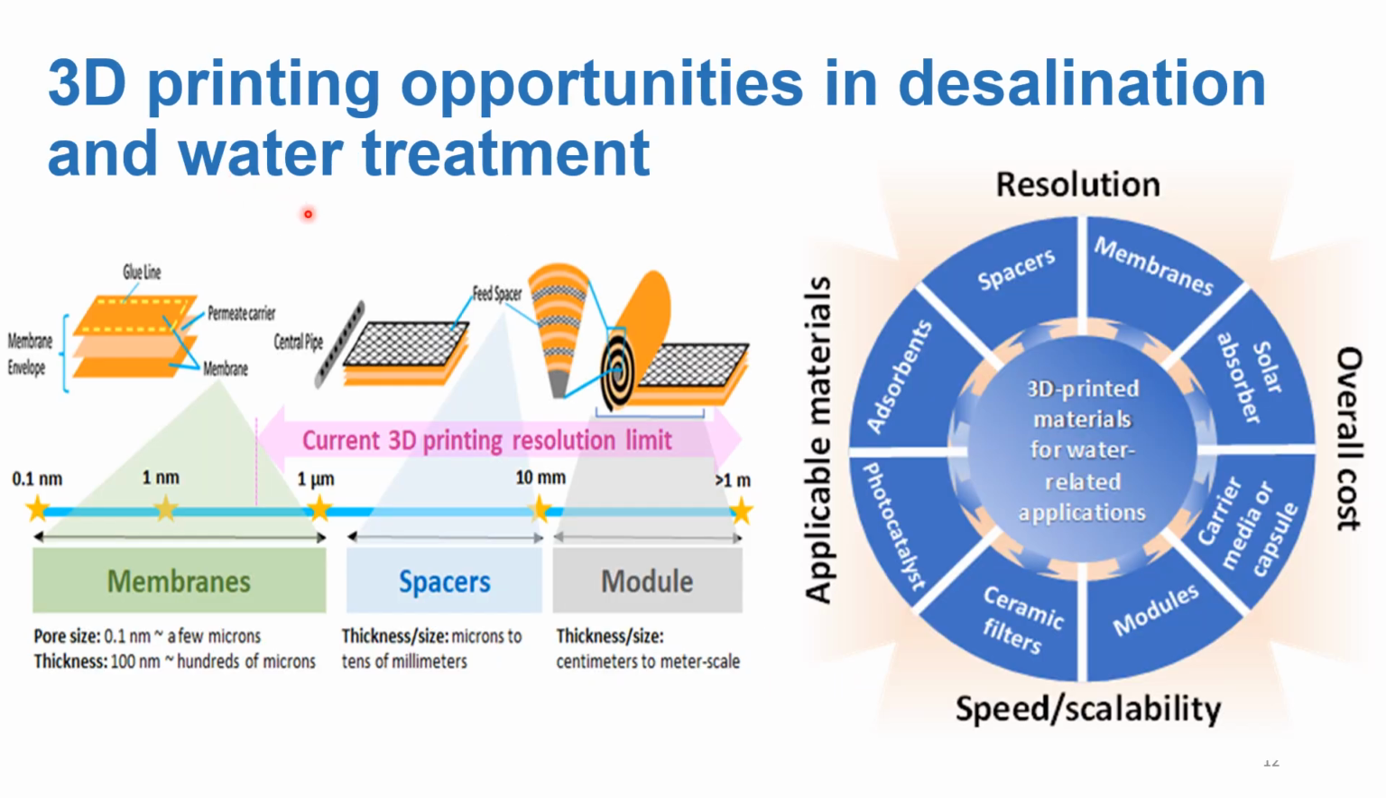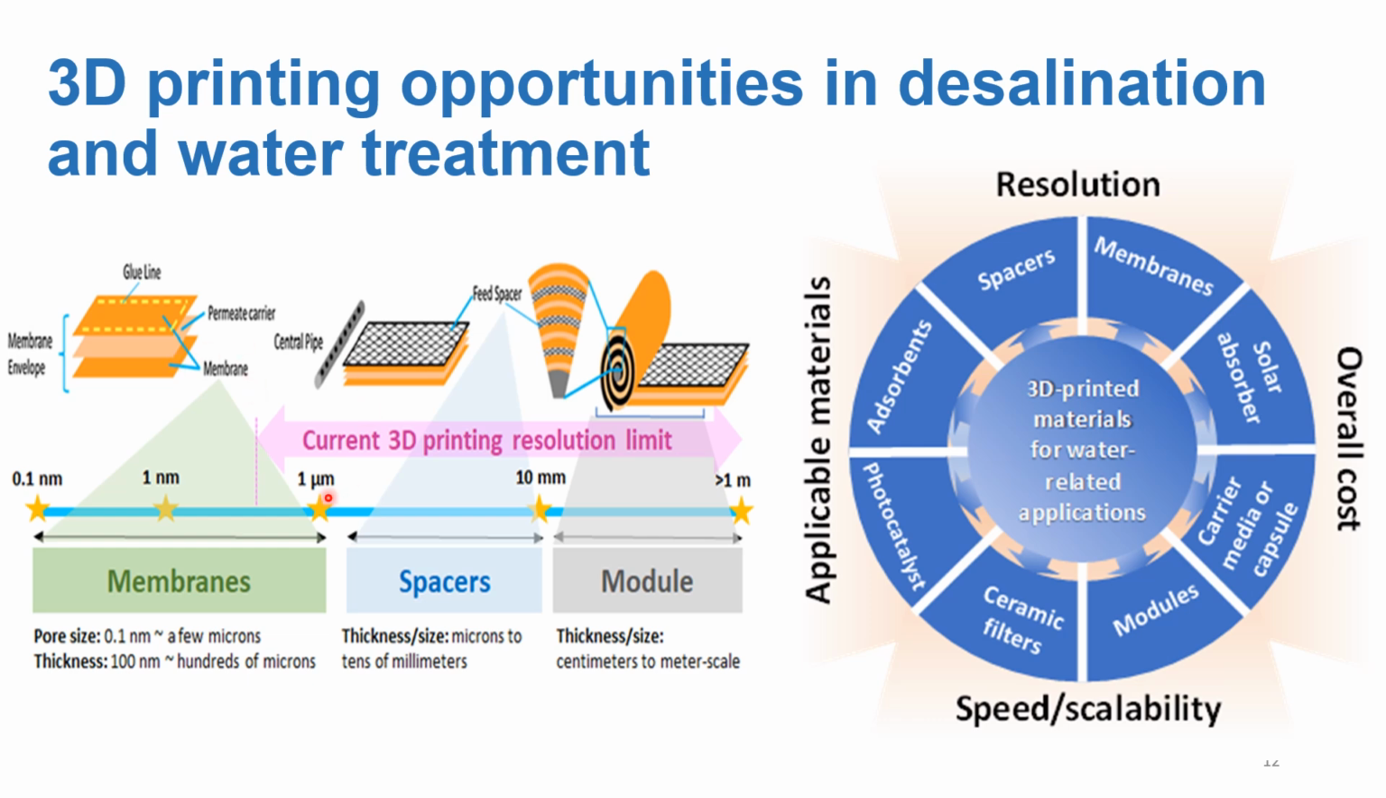There are many opportunities for 3D printing in desalination and water treatment applications. As you can see from here, for example, in terms of the preparation of membranes and modules. You can see here the various resolutions needed for the different parts.